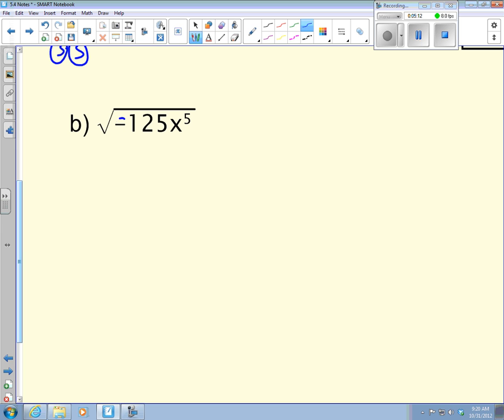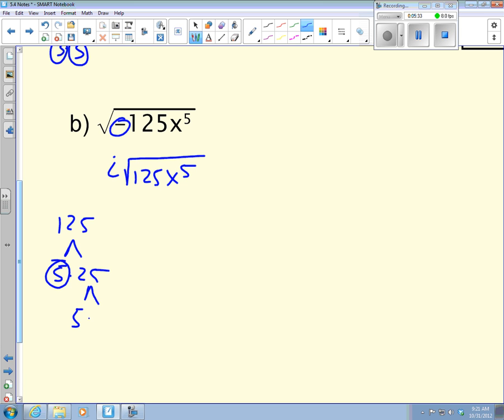Anyway, right there. So I'm going to pull that out and put i on the outside of my square root, 125 x to the fifth. This is no different than the square root of negative 1. Square root of negative 1 is equal to i. 125, breaking it down, is 5 times 25. 5 is prime. And then 5 times 5.